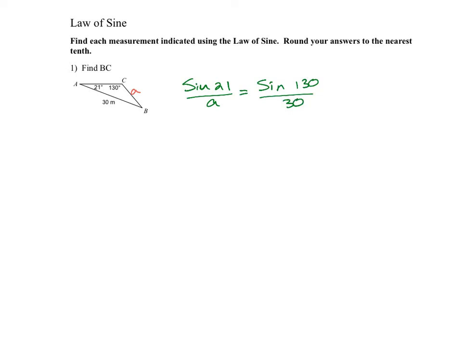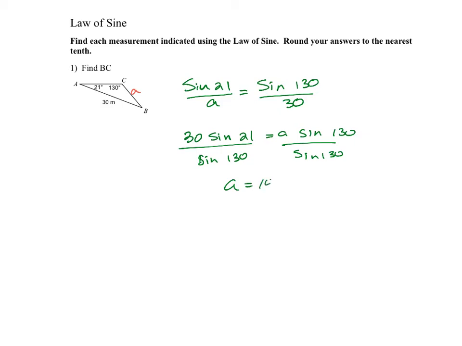So I'm going to cross multiply. So I have 30 sine of 21 equals A sine of 130. And then I'm going to divide by sine of 130 on both sides. So A equals, I'm going to go to my calculator, to find that this one is 14. When you're using this on your calculator, it's important that you check through mode that you have your calculator in degrees. So you have the answer.